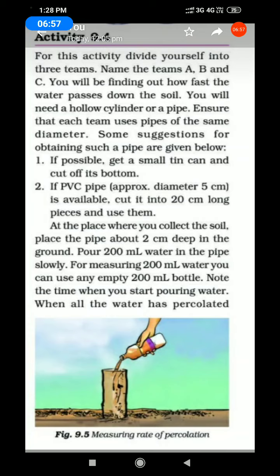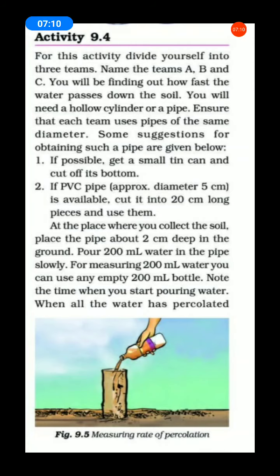You will be finding out how fast water passes down the soil. Ensure that each team uses pipes of the same diameter. Some suggestions for obtaining the pipe are given below. The first one: if possible, get a small tin can and cut off its bottom. If PVC pipe is available, cut it into 20 centimeter long pieces and use them.